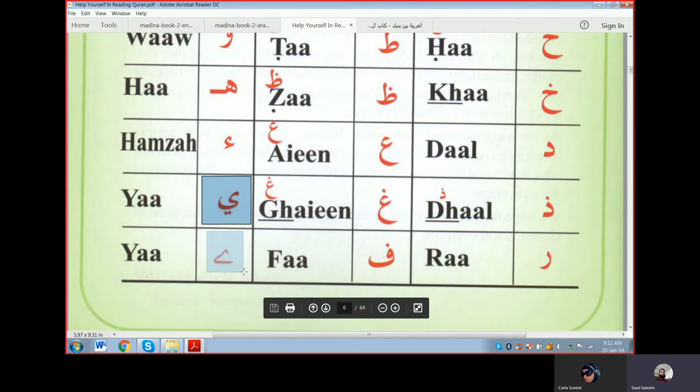And then we have again Ya. So these are the two shapes of the same letter.